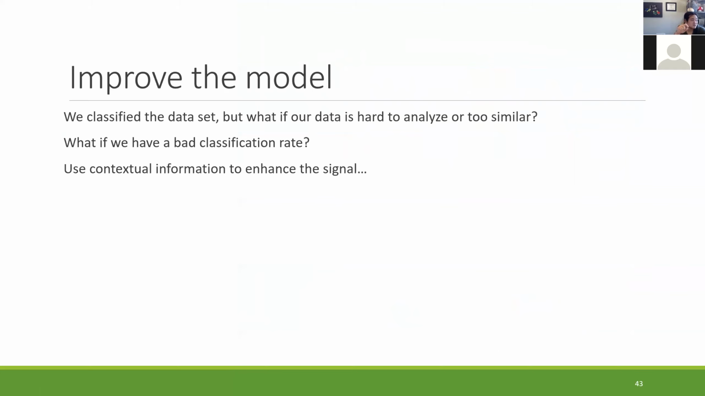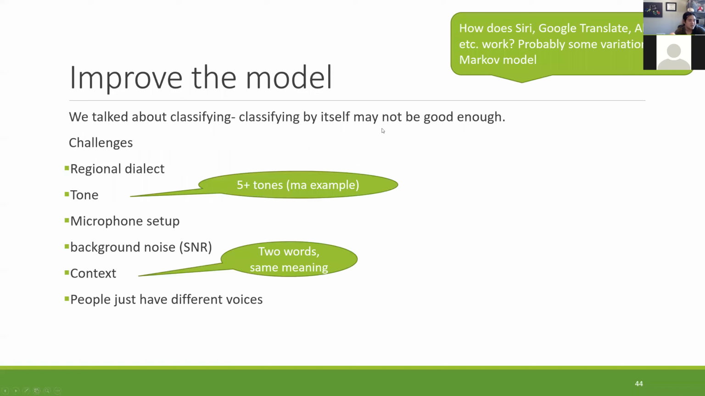We have to use contextual information to enhance a signal, okay? We talked about this last time. We talked about how Google Translate, Siri, or Alexa work. You have regional dialect, you have different tones, you have a microphone setup, the signal to noise ratio may be different, and contextual information: two words could mean different things in different contexts. The same word could mean two different things in different contexts, right? And people just have different voices. So how do we improve this model?